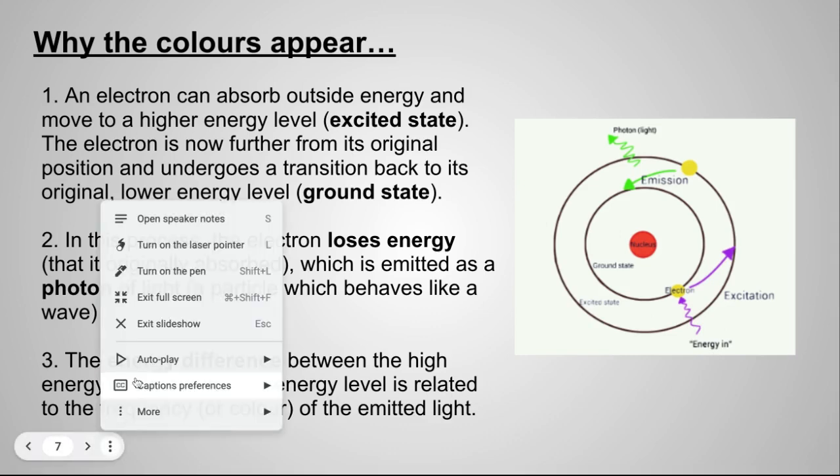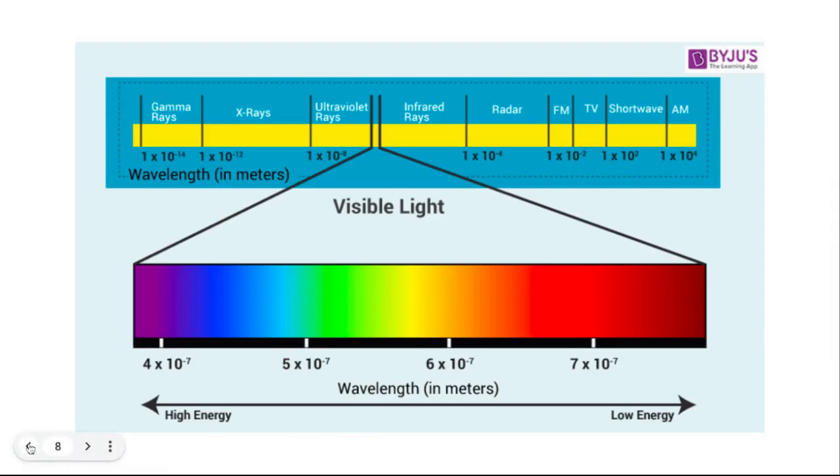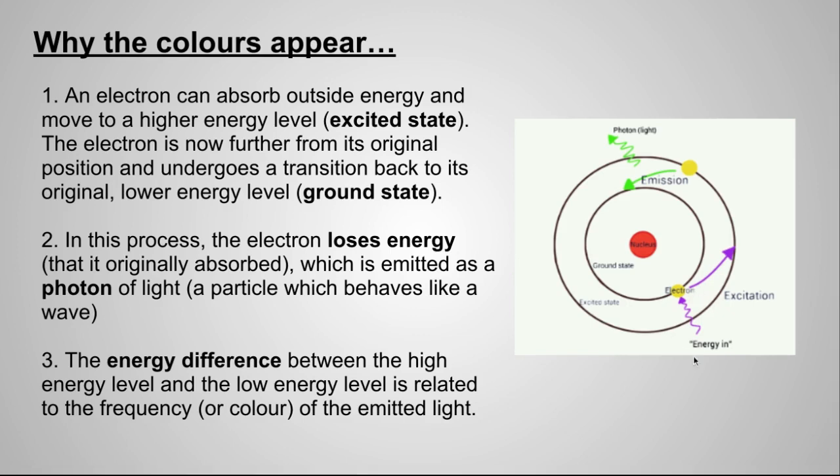Sorry, I cannot get my pointer, so we'll just take a look here. You see there's a purple arrow that says energy in. That purple arrow is indicating energy that the electron is absorbing, and then it jumps up, if you follow the purple arrow, to a second energy level. We call that the excited state.